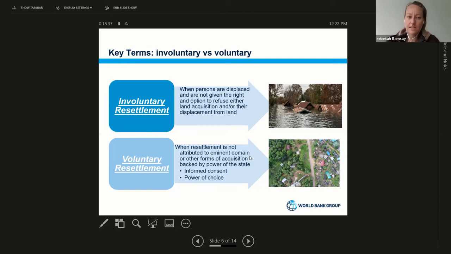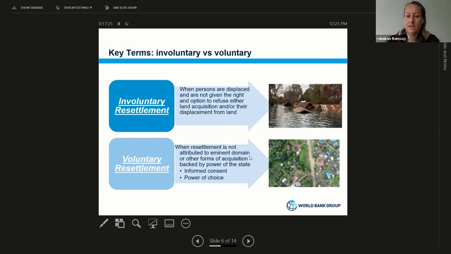But even if it's negotiated, that doesn't necessarily mean that it's voluntary. So let's just take a minute to consider what is involuntary. Well, it's when persons are displaced and are not given the right and option to refuse either land acquisition or displacement from land. So what this means is that if I am living in a hut that is on top of a gold mine and the company comes and asks me, we would like to negotiate with you on this plot of land because we'd like to access this gold. Now, I might be thinking, okay, I'm very happy for this. Actually, I was planning to move anyway, and the compensation looks good. Nonetheless, that's an example of involuntary resettlement.